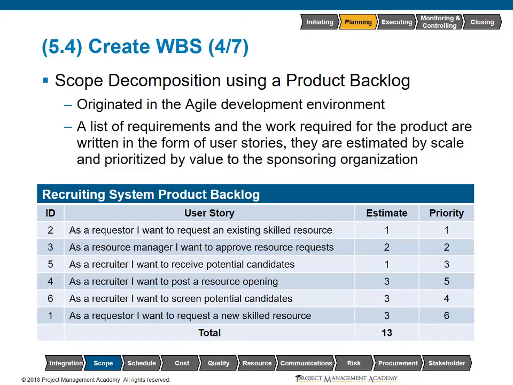From here, we can also come up with a priority. So we go ahead and we prioritize based upon value received and also the amount of effort. One of the mechanisms that they use for this is taking the weighted shortest job first. So what is going to give us the most bang for the buck? What is going to give us the most value for our customer?